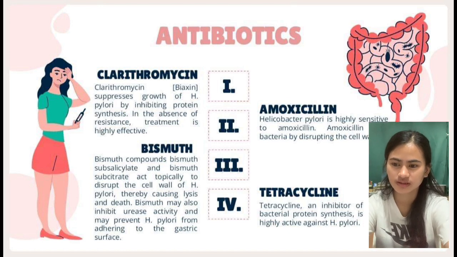For bismuth, it is composed of compounds such as bismuth subsalicylate and bismuth subcitrate. It acts topically to disrupt the cell wall of the H. pylori, thereby causing lysis and death. Bismuth may also inhibit urease activity and may prevent H. pylori from adhering to the gastric surface.